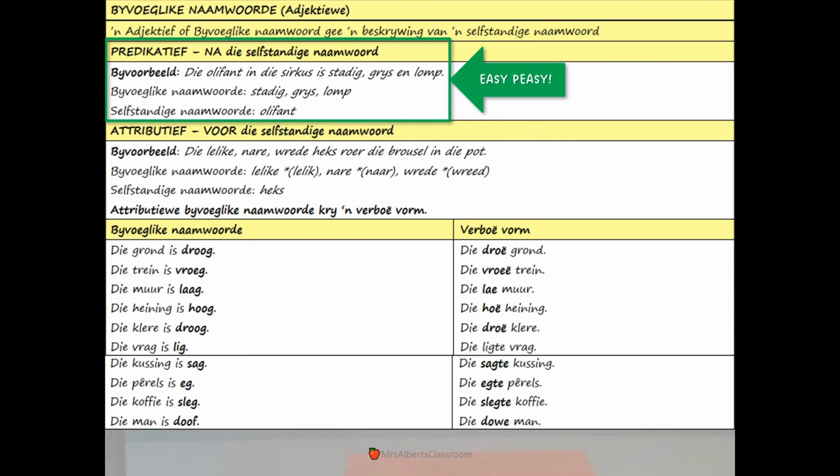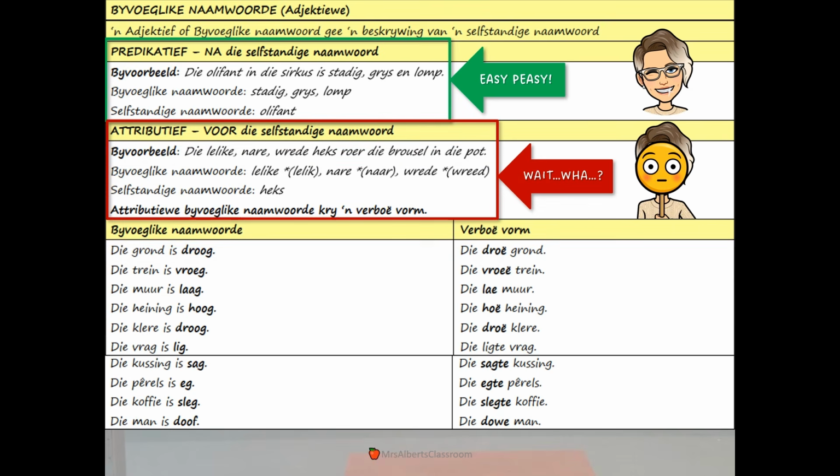With byvoeglike naamwoorde, when your byvoeglike naamwoorde are predicative, those are easy. Those are the ones that stand after the noun. So it explains more about the noun, but it stands after the noun. The one that's a little bit more difficult is the one that stands before the noun. Why? Because those change. Ons noem hulle verboe forme.